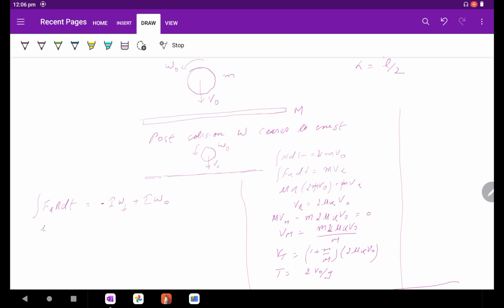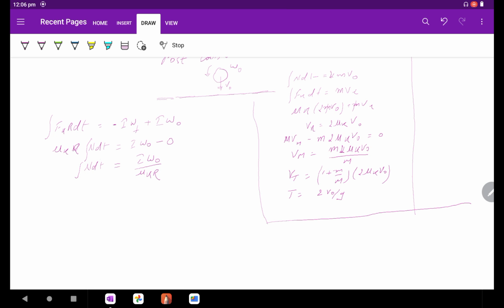Now this is what for us, mu k r I take outside and calculate from here N dt. I omega naught, final 0. N dt integration then gets us from here I omega naught by mu k r. Now this N dt will work on the sphere to get it momentum in the x direction.